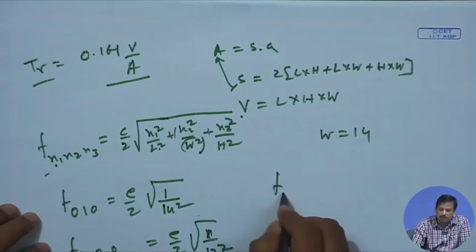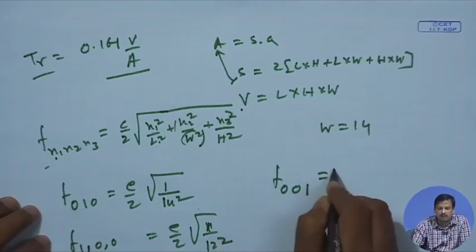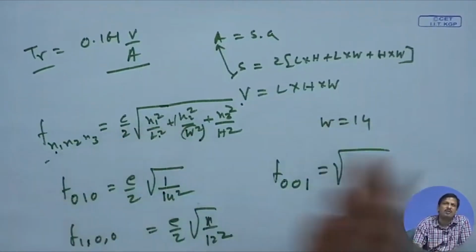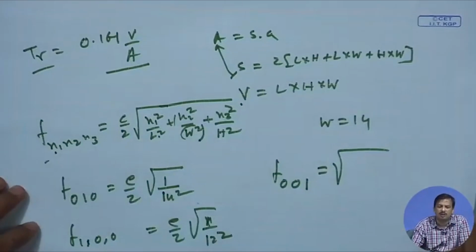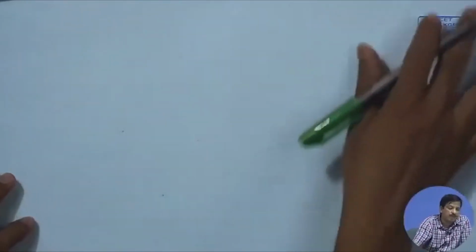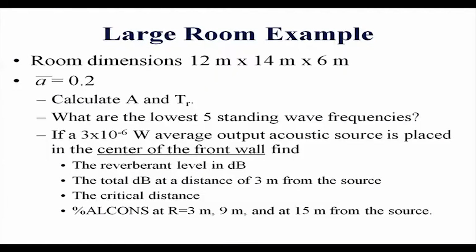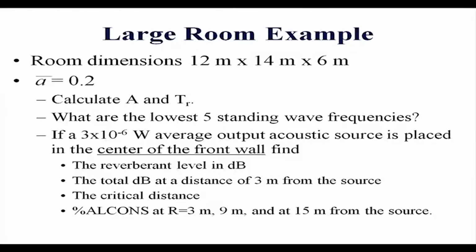Then f001 is root over of that things. So, that way you can calculate the lowest 5 standing wave frequencies. Similarly, how to calculate if an acoustic source with 3 into 10 to the power minus 6 watt average output is placed in the center of the front wall, find the reverberation level in dB.